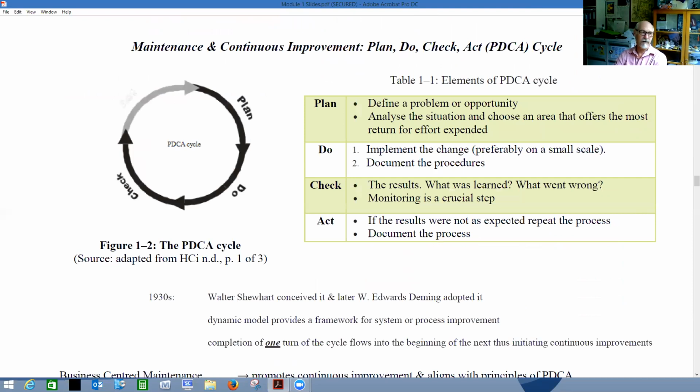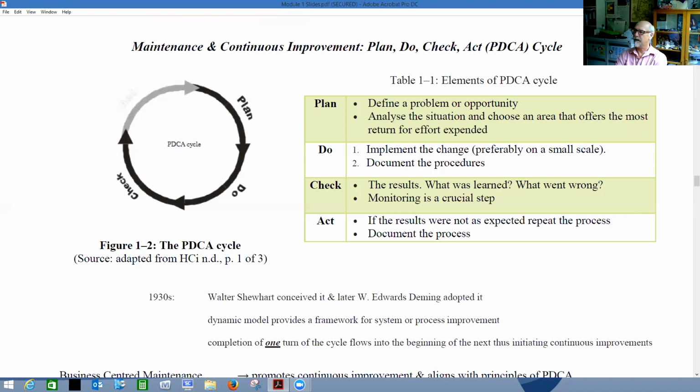So thinking about, say, again, a haul truck coming into your workshop. You've got to think about, okay, what is the problem? What are you pinpointing? Is it an overall stripping of this particular vehicle down? Is it just changing filters? What is it? So you've got to plan, define the problem, analyse the situation.